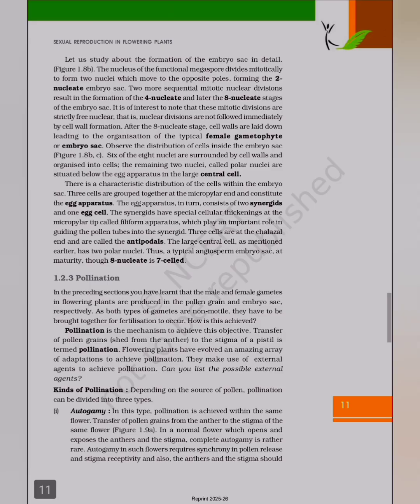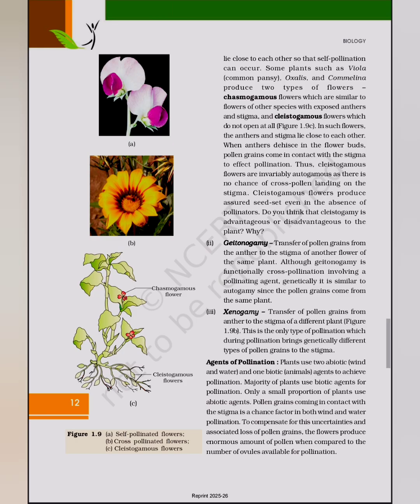Kinds of pollination. Depending on the source of pollen, pollination can be divided into 3 types. Number 1, autogamy. In this type, pollination is achieved within the same flower. Transfer of pollen grains from the anther to the stigma of the same flower. In a normal flower which opens and exposes the anther and the stigma, complete autogamy is rather rare. Autogamy in such flowers requires synchrony in pollen release and stigma receptivity, and also the anther and the stigma should lie close to each other so that self-pollination can occur.